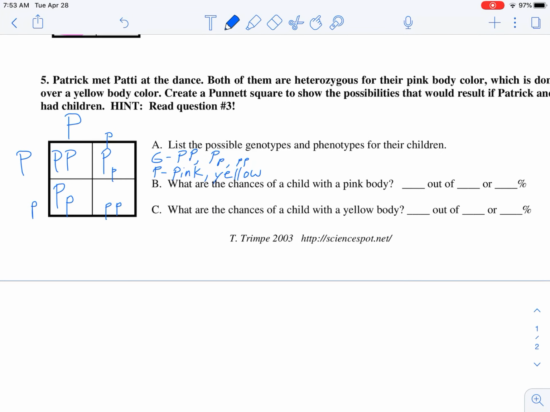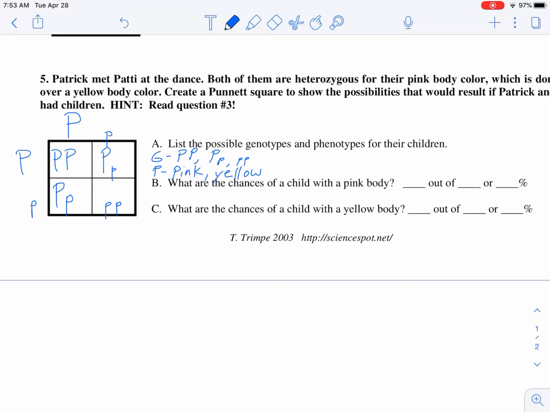What are the chances? Again, you're going to look at the Punnett square to find these answers. Chances to get a pink body. The pink body will have a capital P. So we've got 1, 2, 3 of those. So our chances will be 3 out of 4, which is 75%. And chances we would have a yellow-bodied child would be 1 out of 4, or 25%.